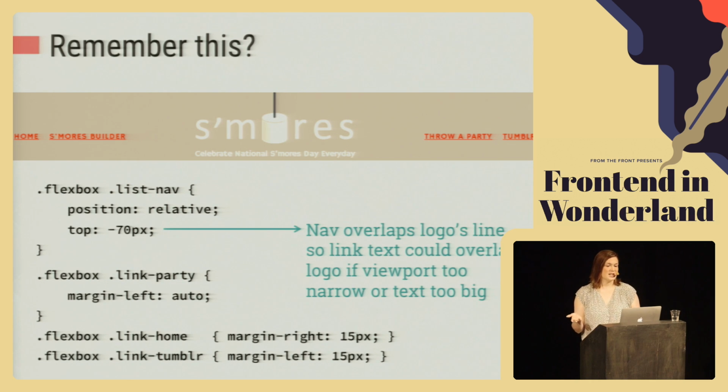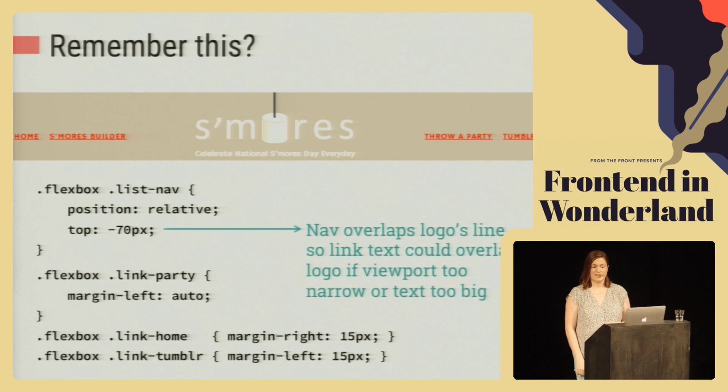I used relative positioning and a negative top value to move the navbar up, overlapping the same line as the logo. That's fine, but since the logo is not actually in the middle of the list, the links on either side can overlap it if the browser window gets too small. I avoid this with a media query, but if the logo was actually moved in the flow to the middle of the list, I wouldn't have to do this.